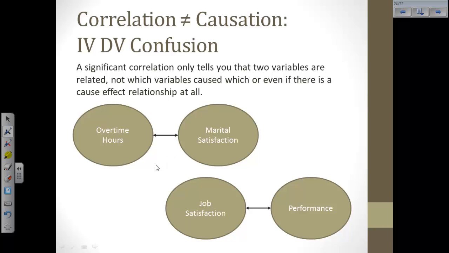So think about our example from before, looking at the relationship between overtime hours and marital satisfaction. So in the hypothesis that we did in the example, we assumed that overtime hours was predicting marital satisfaction in some way. And we actually found that those who tend to work more overtime hours tend to have less marital satisfaction. Well, think about how maybe there could be a positive relationship between overtime hours and marital satisfaction. Think about how that could play out. I'll give you some time.